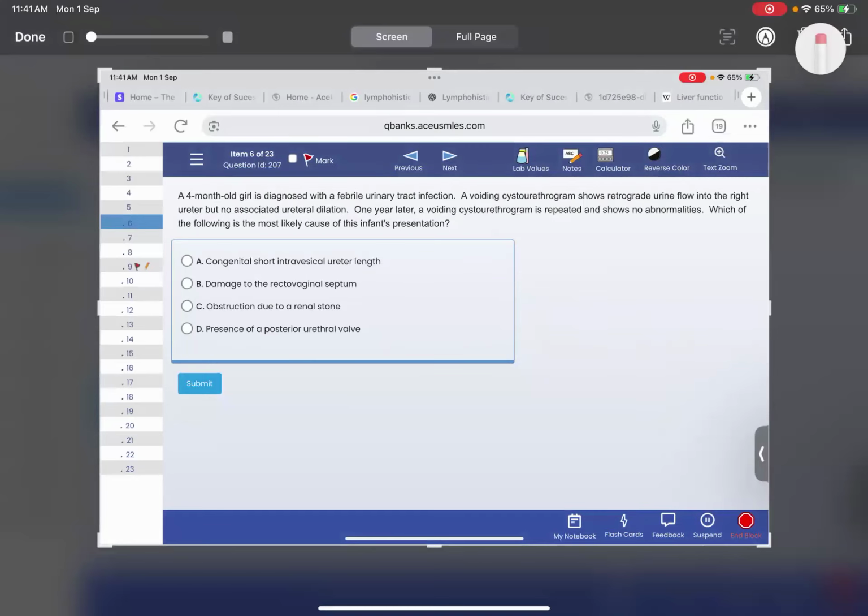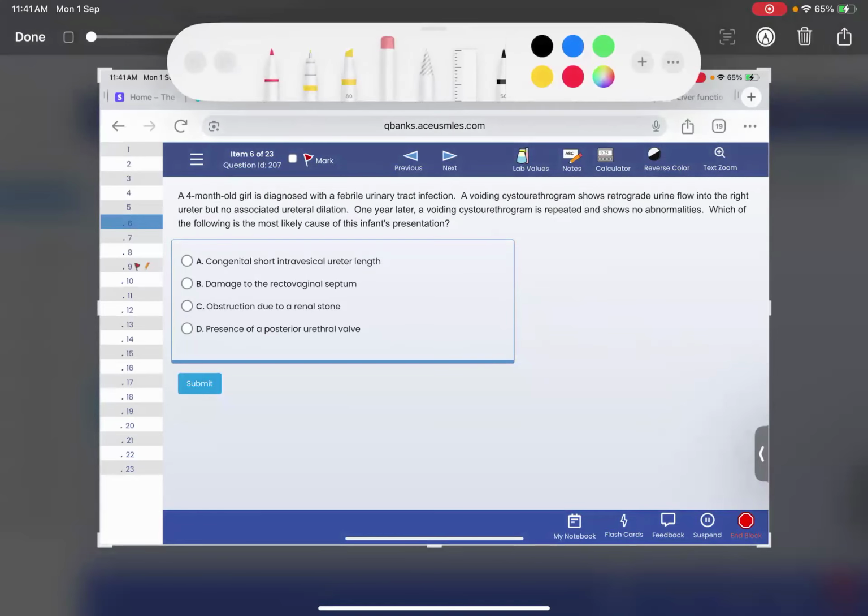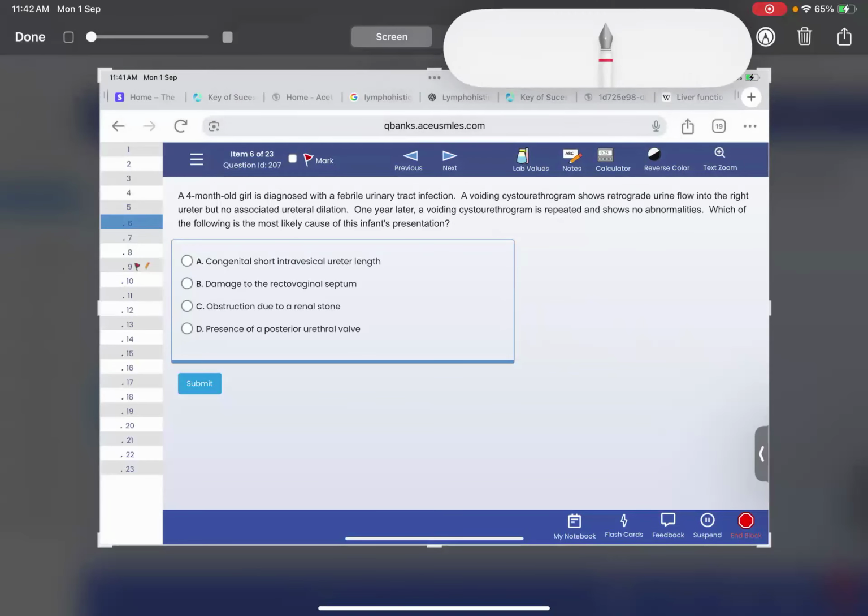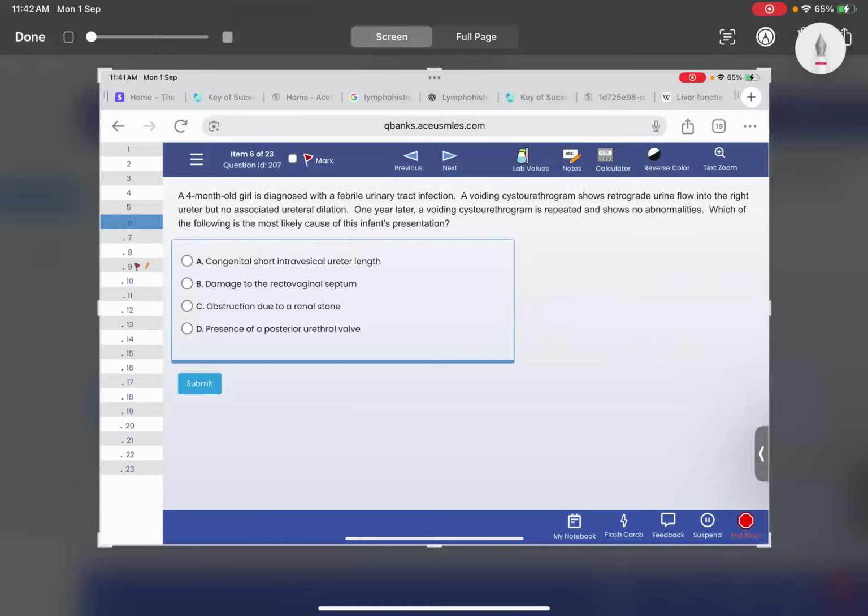So what do you think? What's the question asking? What do you get from the question? It's congenital short intravesical ureter, in a female with a short ureter. So what's the problem here? Vesicoureteral reflux is happening.